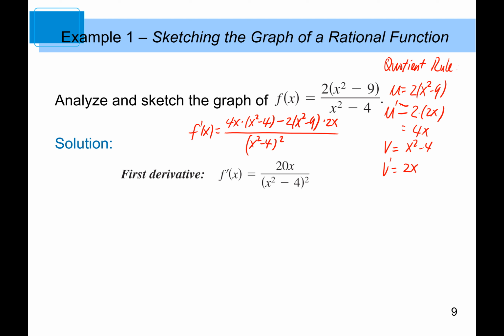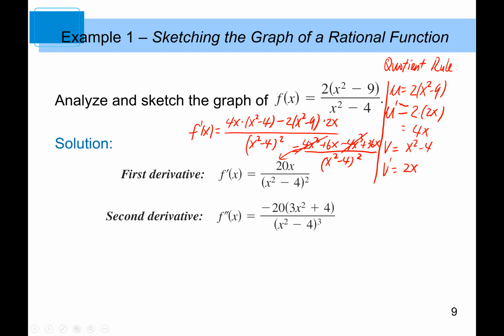Then once you expand it, you're going to get 4x cubed minus 16x minus 4x cubed plus 36x over (x squared minus 4) squared. Now after you cancel 4x cubed here, and 36x minus 16x, you end up with 20x, and the denominator being the same, (x squared minus 4) squared. Alright, so that's the first derivative.